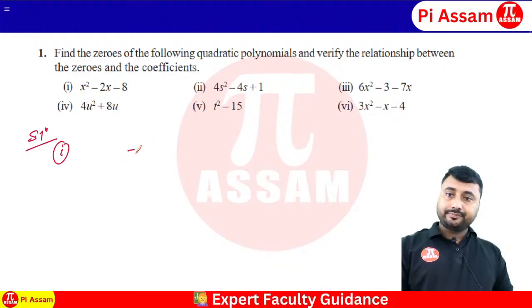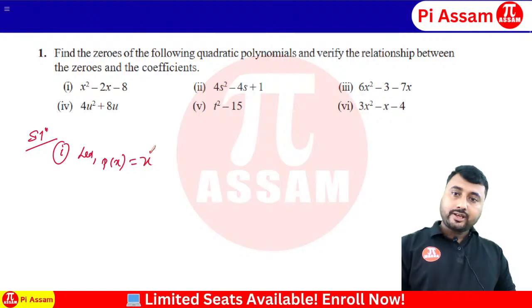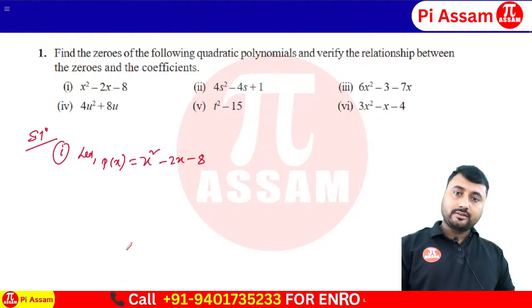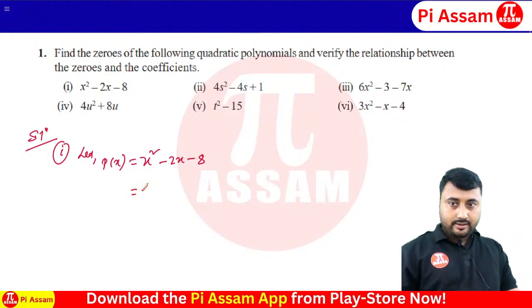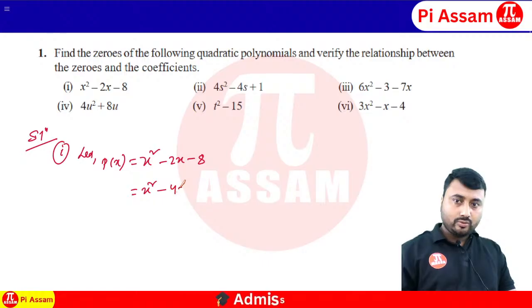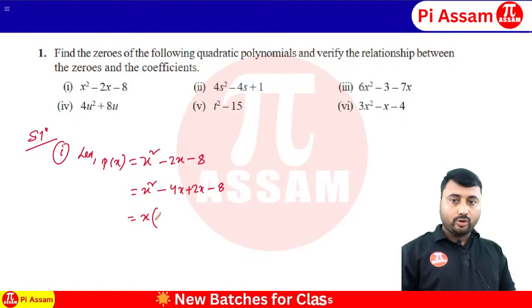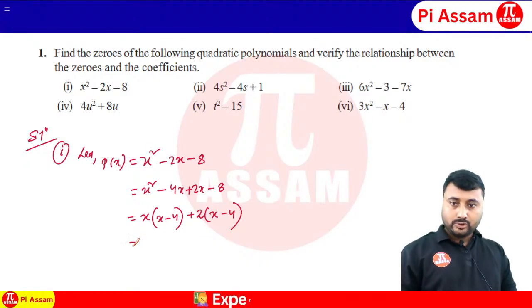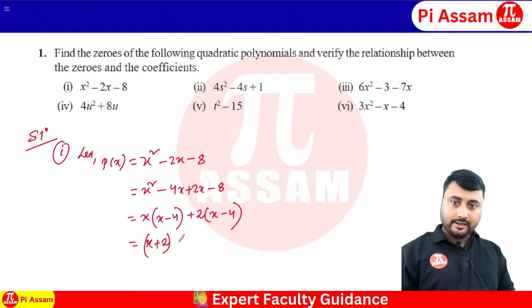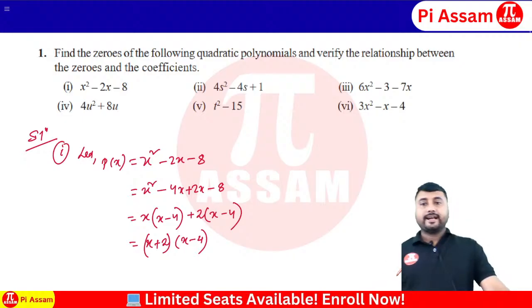So we let p(x) equal to x squared minus 2x minus 8. We can express this as 4 times 2 is 8, that is why x squared minus 4x plus 2x minus 8, which is equal to x common, x minus 4 plus 2 into x minus 4, which is equal to x plus 2 and x minus 4.